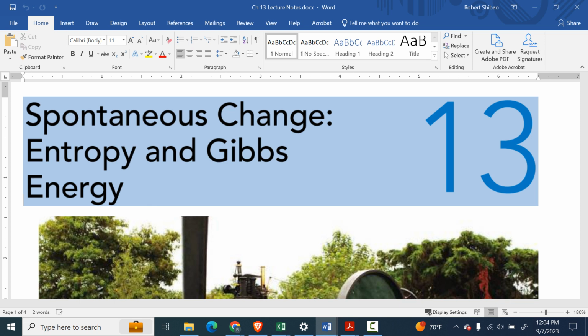What's the difference between internal energy and enthalpy? See, now you're already struggling in thermodynamics. That's typical. You're going to struggle in thermodynamics, and lots of people end up that way.